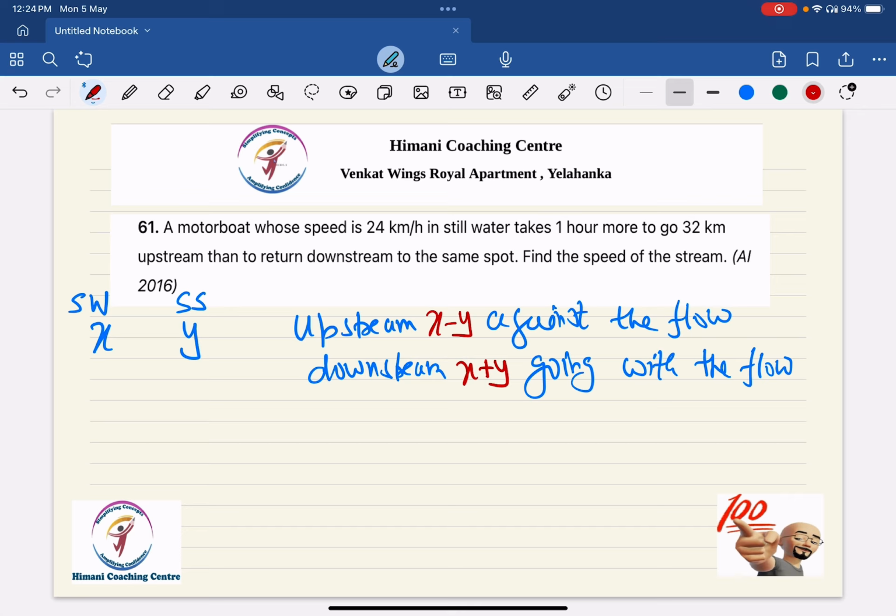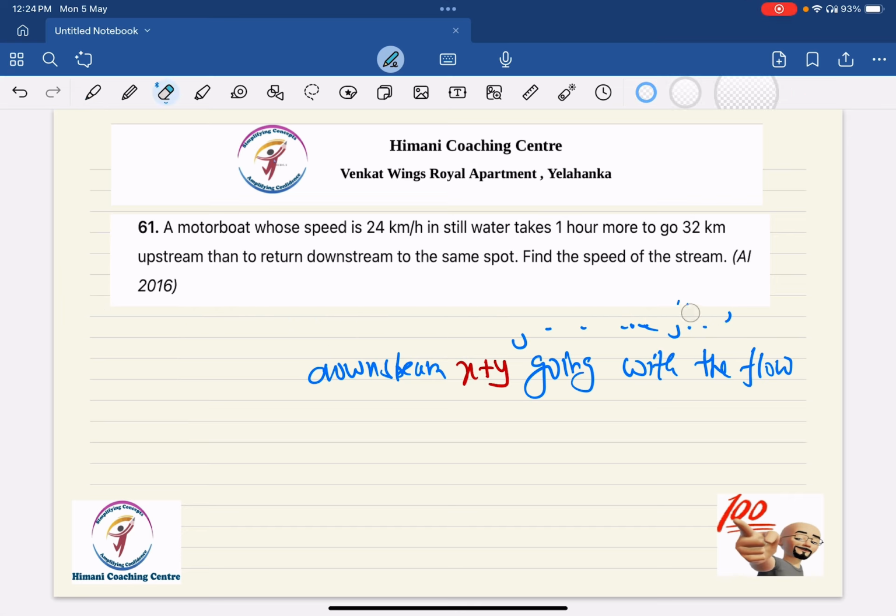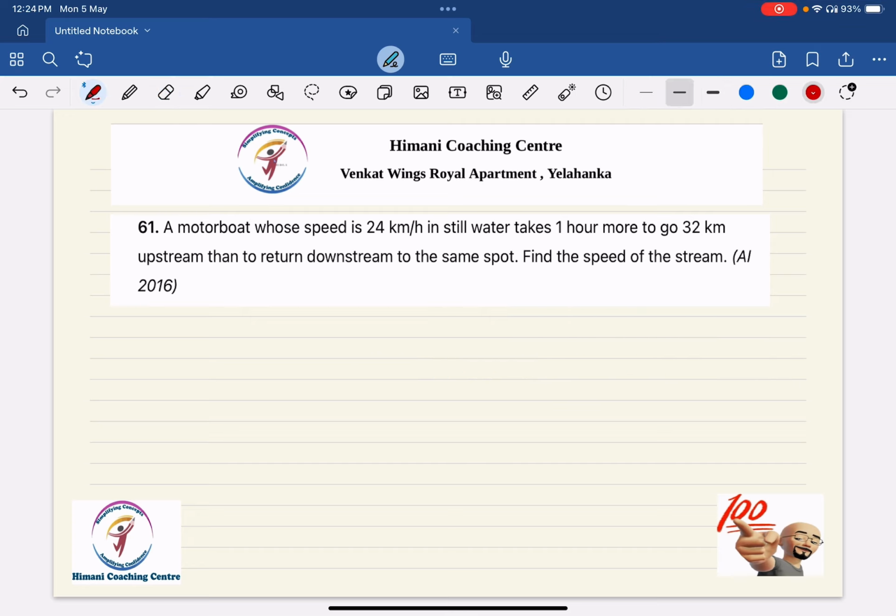Now let us use the same concept in this question and try solving. So upstream, downstream, or sometimes you will get a question where a plane is flying or a bird is flying. So there is headwind. Headwind is upstream. The bird or the plane is flying against the wind, so it would be x minus y. And tailwind will become x plus y, the speed. The concept remains the same.